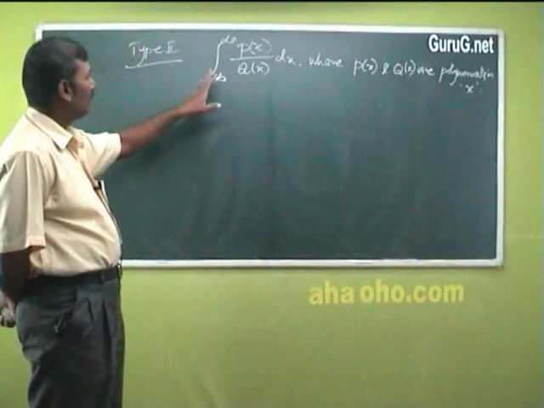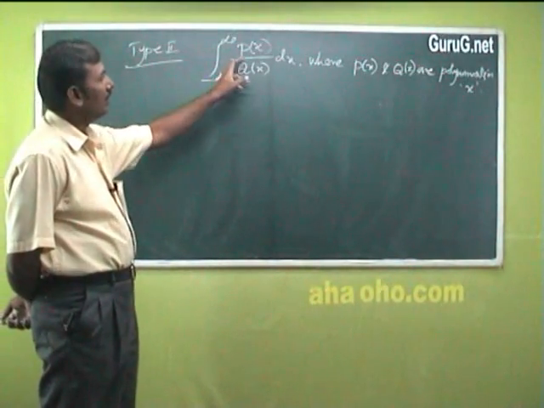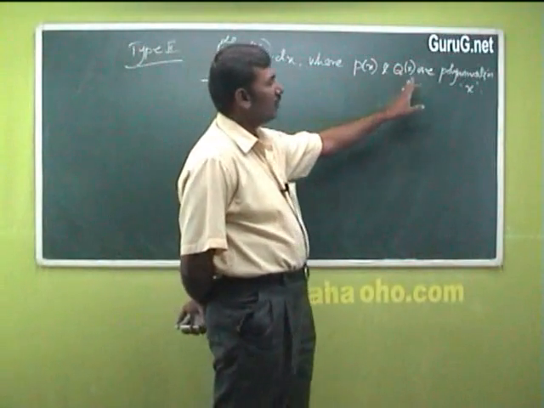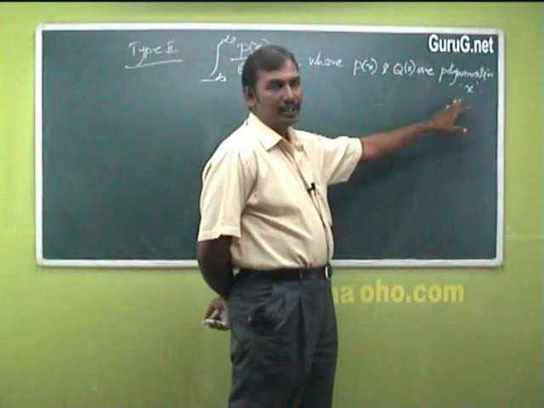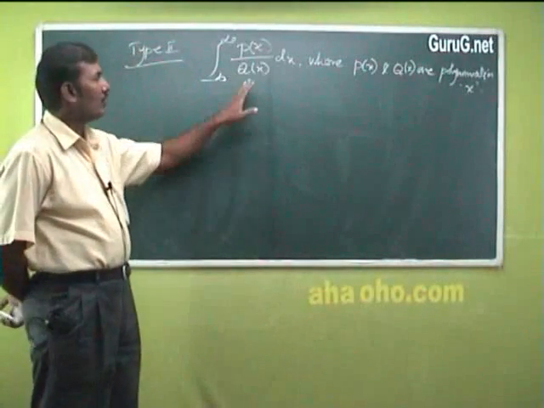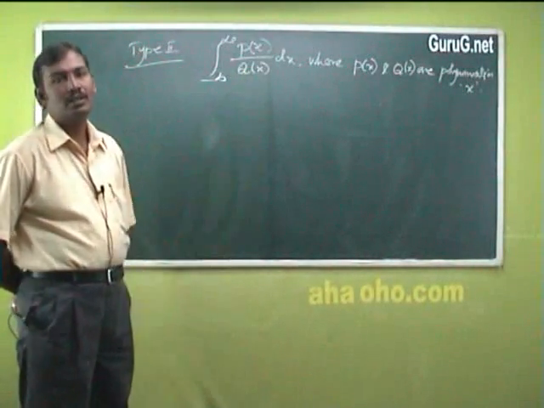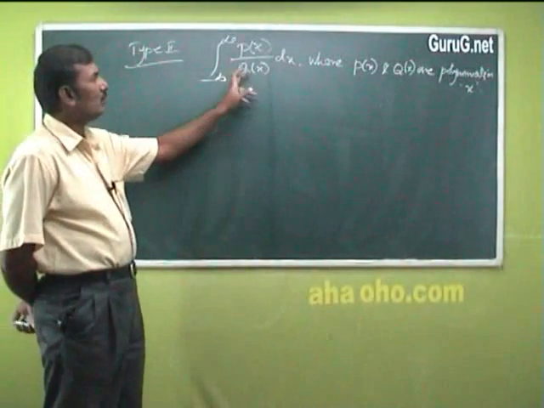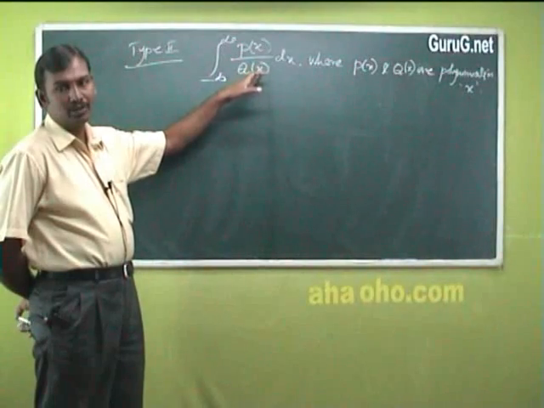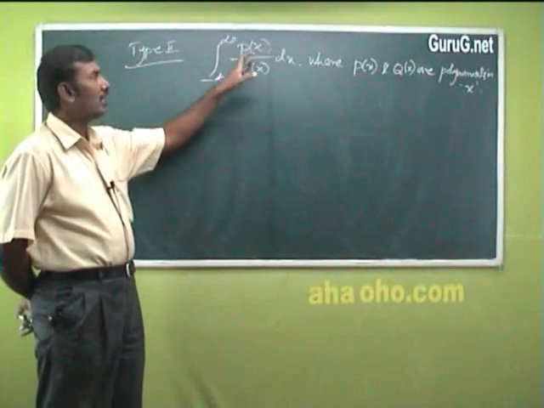இப்போ டைப் 2 என்னன்னா integral minus infinity to infinity p of x by q of x dx, where p of x and q of x are polynomial in x. So when this integral exists, the degree of q of x is at least 2 more than the degree of p of x. But denominator degree வந்து எப்படி இருக்கணும், கண்டிப்பா 2 more than the numerator இருக்கணும்.